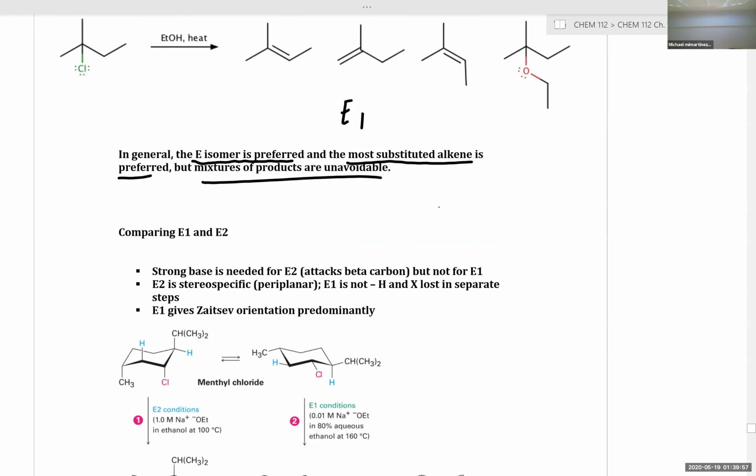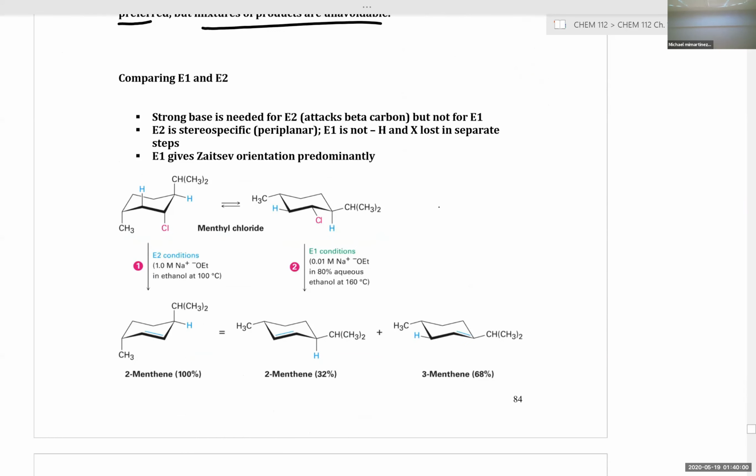So if we compare an E1 and E2, sometimes, remember how I said, sometimes when you try to run an E2 reaction, you end up getting a little bit unlucky? Well, strong base is needed for an E2, but not for an E1. So that's one distinction, the base strength. The E2 is stereospecific. It requires the trans-diaxial arrangement. But the E1 reaction is not stereospecific.